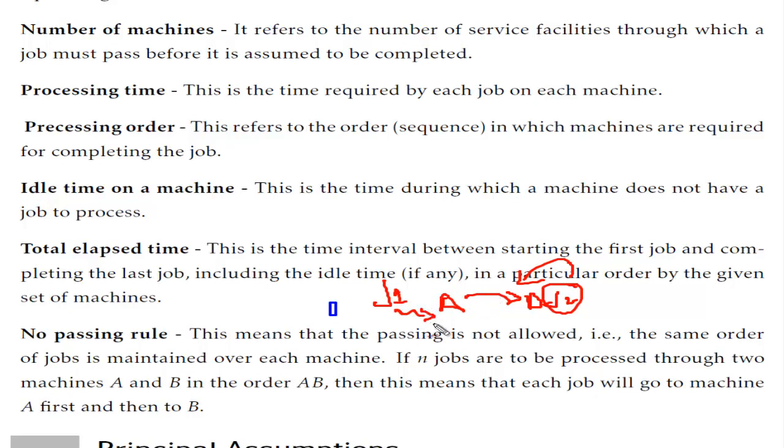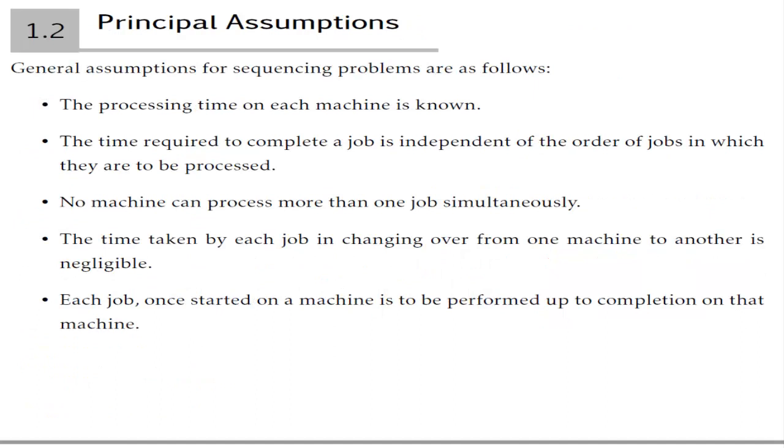It will not be like that. You have to finish your whole processing on A, then you pass on to B. That is called the no passing rule. That means you are not passing incomplete jobs. You are passing, of course you have to go from A to B, but doing half the job on A and then going to B is not allowed. So this is called the no passing rule. So what are the assumptions we are having here?